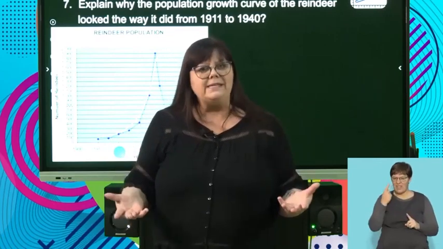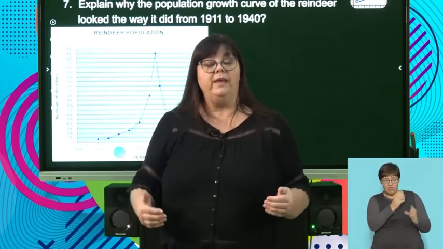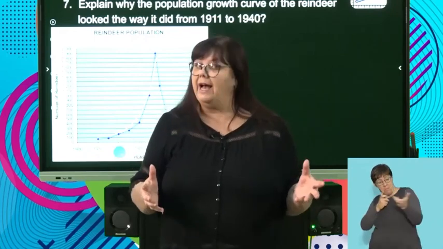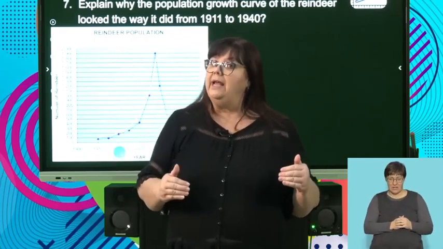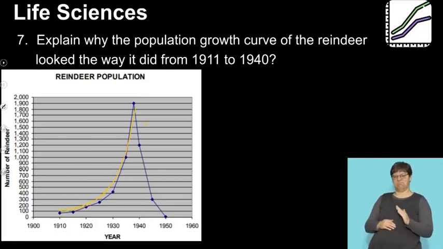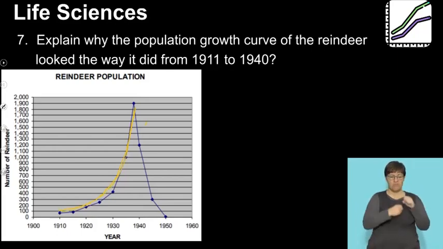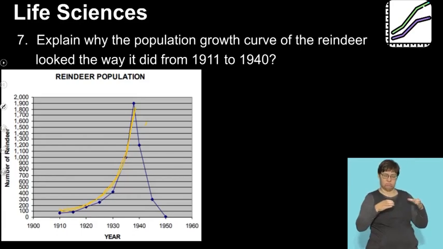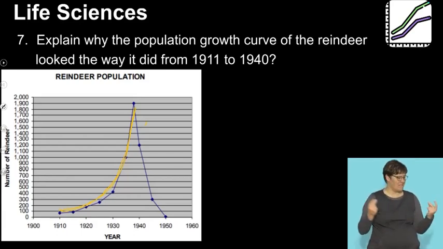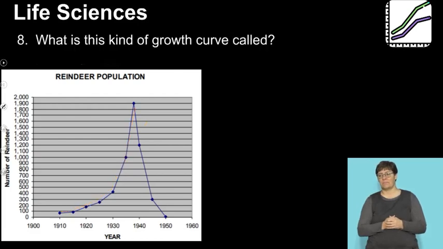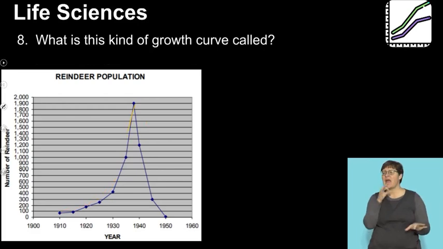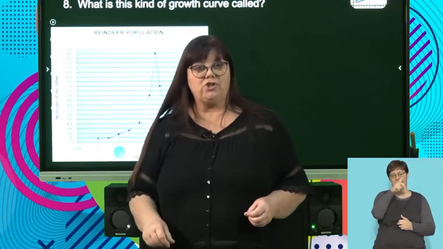There were no predators, nothing to stop their growth. Even humans were not allowed to hunt them to keep their numbers down. And so we see that the population doubled every year. There was this increase, and it was an exponential increase in the number of reindeer. What is this kind of growth curve called? Well, we've explained it. That kind of growth curve is the J-shaped curve that is typical of exponential growth rate.